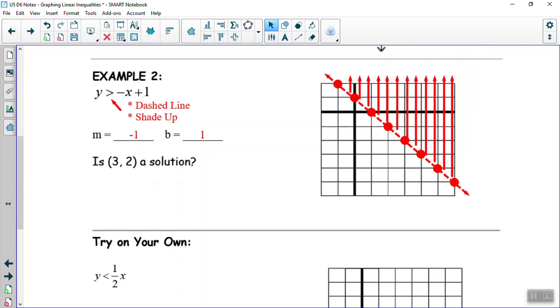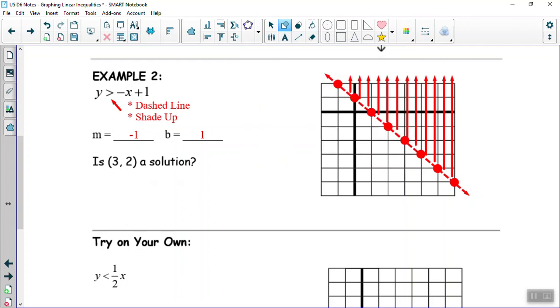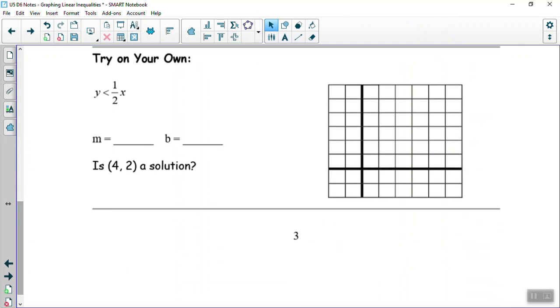Now they want to know, is 3 comma 2 going to be a solution? So let's check. I'm going to go to 1, 2, 3, up 2. We're going to put a point, and we would say, yes, it's a solution because it falls inside the shaded area. This will be another try on your own. I'll have you come back to those.